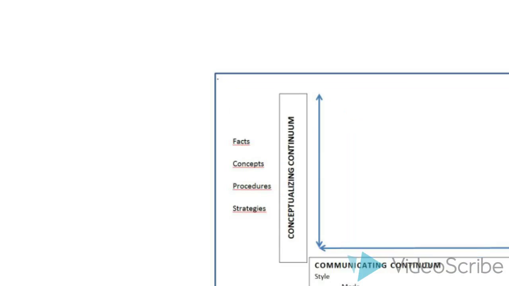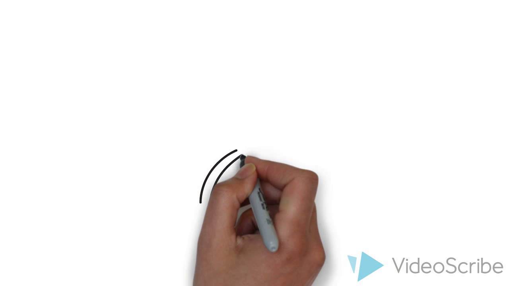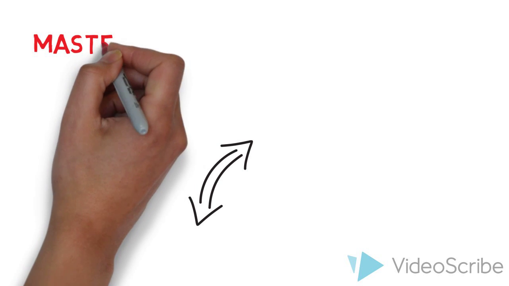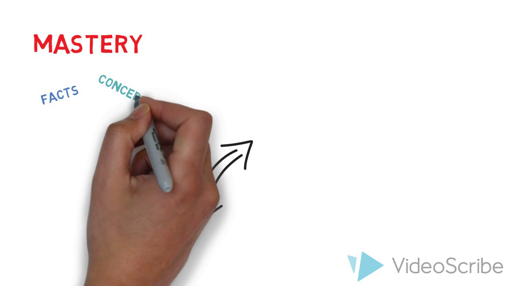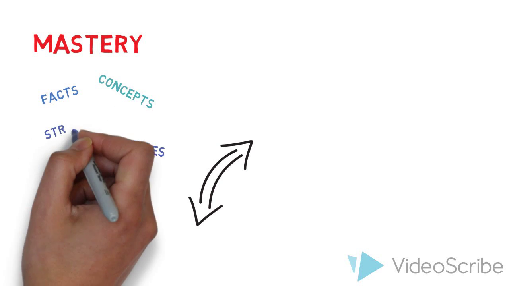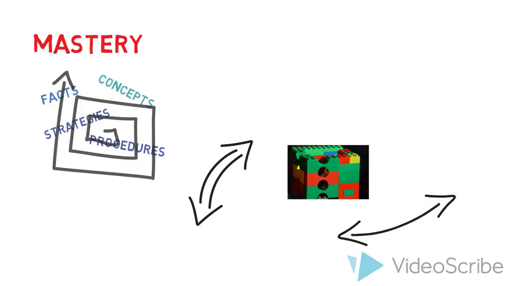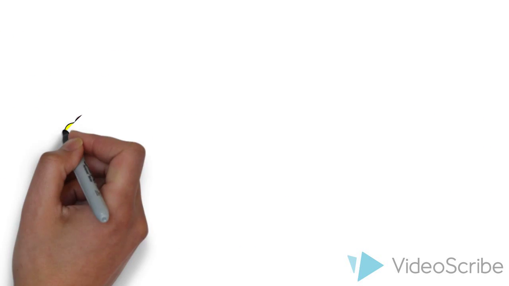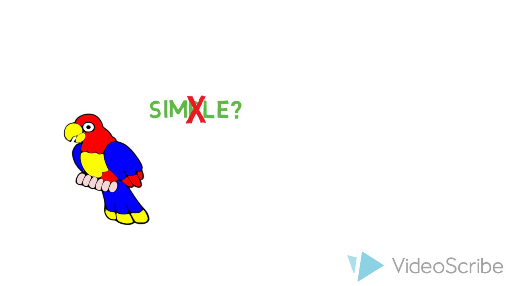In this way, the model visualizes the interaction between students' conceptual development and its reflection in students' text production. It should be noted that both the conceptualizing and the communicating continuum are represented by two-way arrows. This is important because mastery at the conceptual level necessarily includes and builds upon simpler facts, concepts, procedures, and strategies, while mastery of languages requires a student to be able to move back and forth between levels of sophistication, mode, and style. As teachers, we have all seen students who are able to parrot the explanation of a given concept, but struggle when asked to explain it in simpler everyday terms.